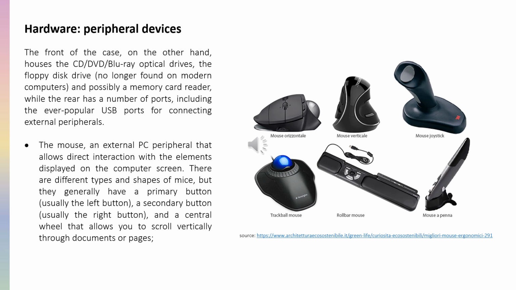Among these peripherals we find the mouse, an external PC peripheral that allows direct interaction with the elements displayed on the computer screen. There are different types and shapes of mouse, but they generally have a primary button, usually the left button, a secondary button, usually the right button, and a central wheel that allows you to scroll vertically through documents or pages.